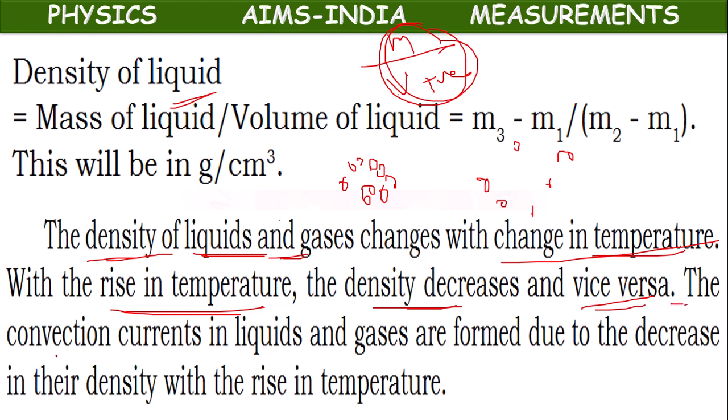Okay, the convection currents you will be studying in your higher classes in liquids and gases are formed due to decrease in their density with rise in temperature. In liquids and gases, the flow of the atoms or molecules will happen due to decrease of density with rise in temperature.